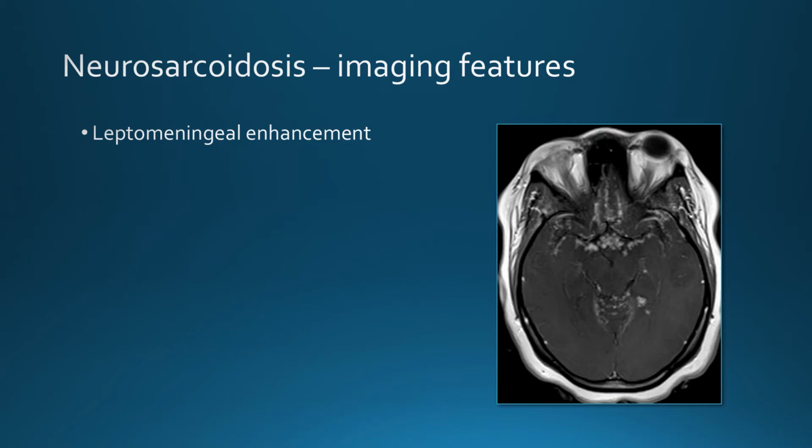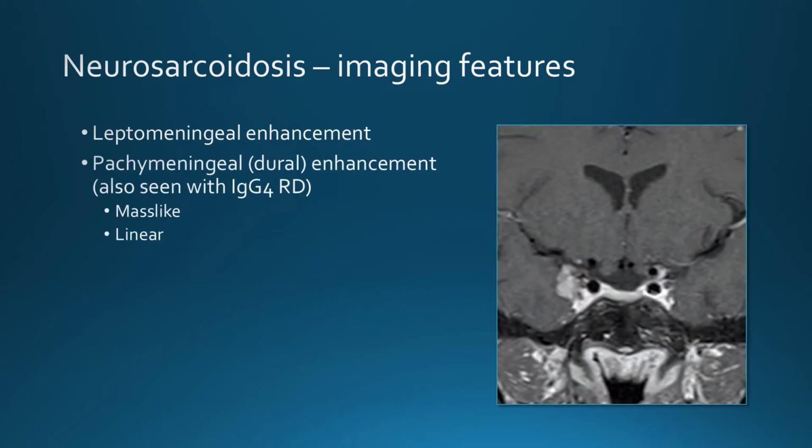So for neurosarcoidosis, what do we see on imaging? So leptomeningeal enhancement is probably the most common feature. Often it's most pronounced near the base of the skull, especially common around the optic chiasm, pituitary, hypothalamus. We also see pachymeningeal enhancement, like in this case, pachymeningeal enhancement along the cavernous sinus. The pachymeningeal enhancement can be either mass-like or linear, and we also see pachymeningeal enhancement with IgG4 related disease, which we'll talk about later.